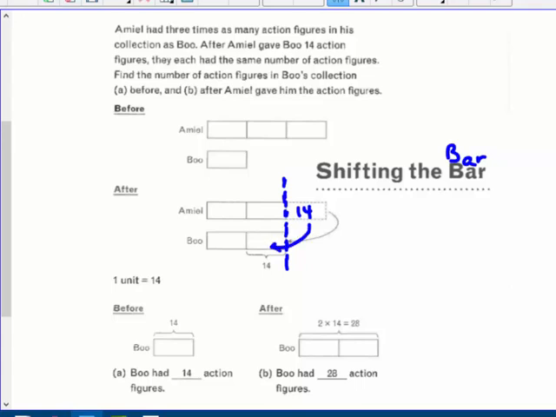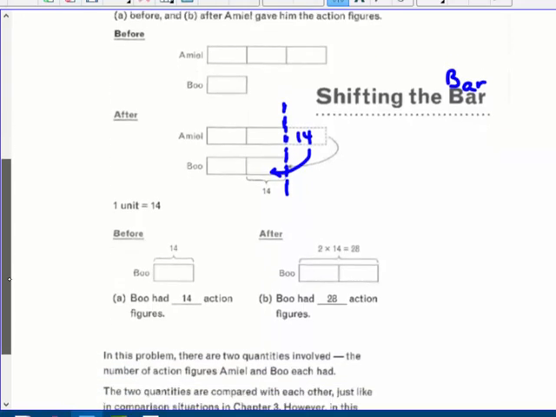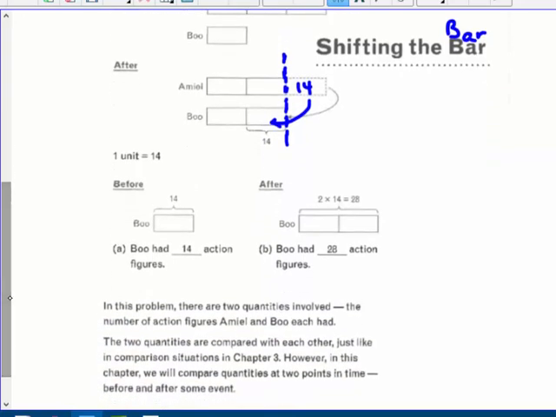Oh, it's going to Boo. So 1 unit, it happens to be 1 unit, is the 14. So before, Boo only had 1 unit, which was 14. And now, after, he has 2 units, which makes it 28. The 2 quantities are compared with each other, just like in the comparison situations that we did before. However, in this part of the video, we're going to compare quantities at 2 points in time, before and after some event.